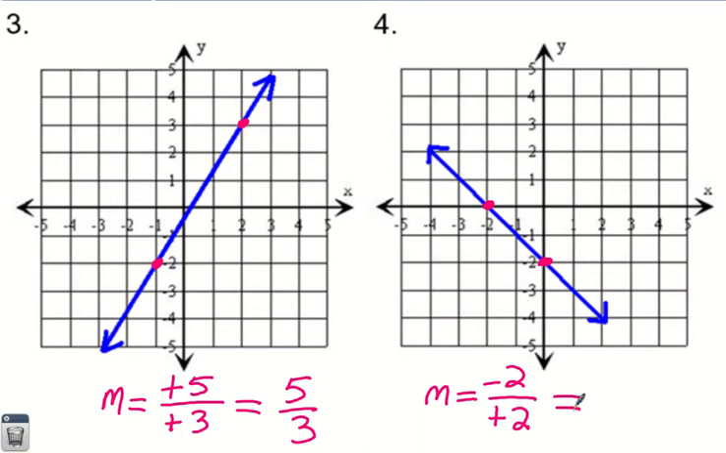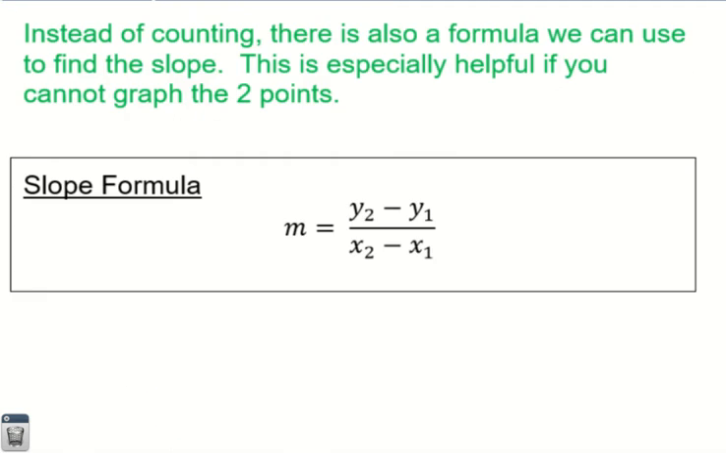And so negative 2 divided by positive 2. Overall, that divides cleanly, and it's going to be negative 1. My overall slope is negative 1. Instead of counting, there is also a formula we can use to find the slope. This is especially helpful if you cannot graph the 2 points.